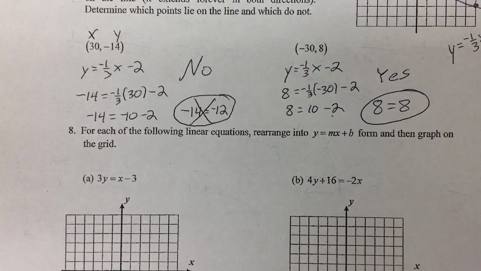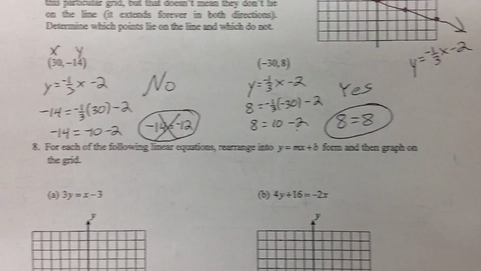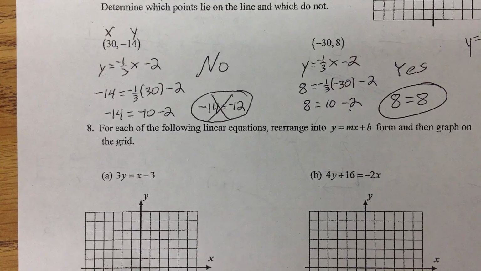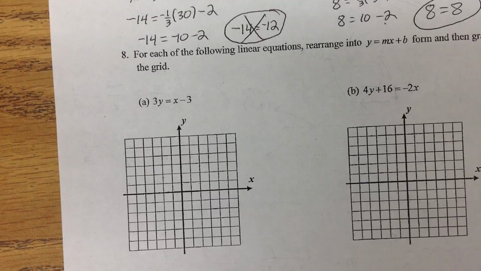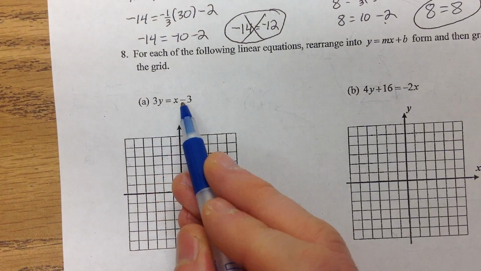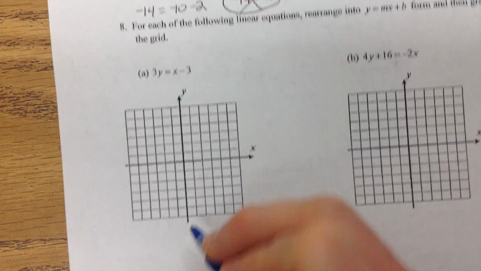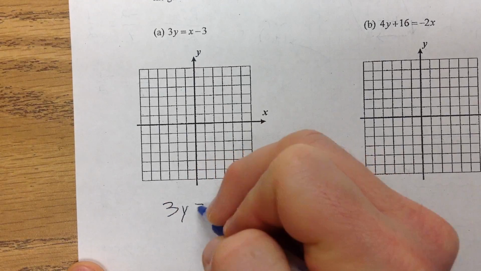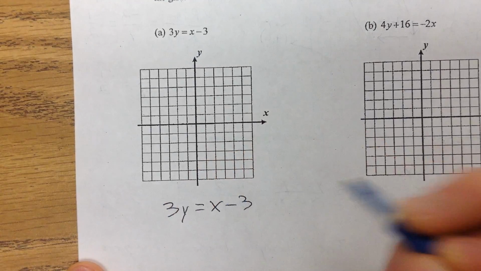So let's move on to the last questions here. For each of the following linear equations, rearrange into y equals mx plus b form, and then graph on the grid. All right, so again, this is just kind of review. We're just going to be solving for y, and then graphing our equations. So we've got this first one here, 3y equals x minus 3. We need to solve for y. 3y equals x minus 3.